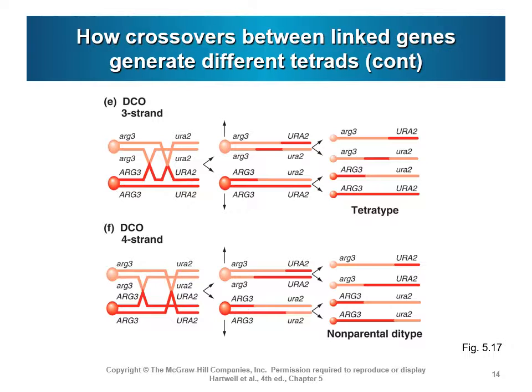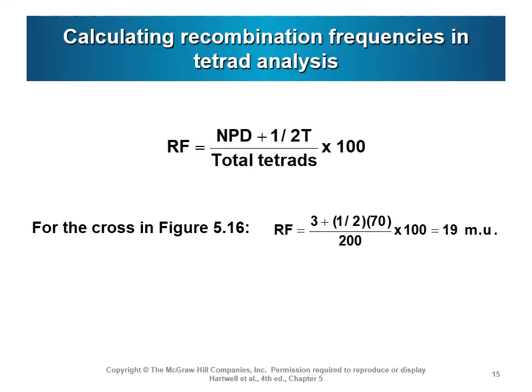You can look more carefully to see how it goes from parental linked to all the way to the final product. This is the formula to calculate the recombination frequencies in tetrad analysis. And going back a couple slides, there was a table, figure 5.16, and if we put all the data from that table, we can calculate the recombination frequency for that case, which will give us 19 map units.